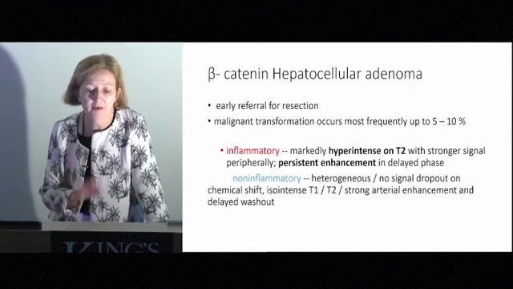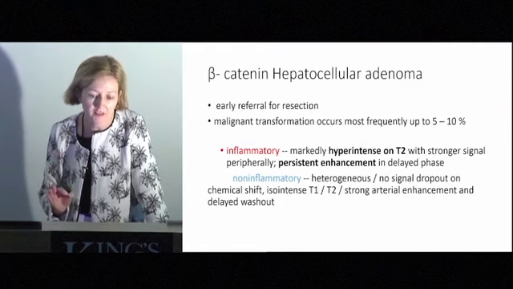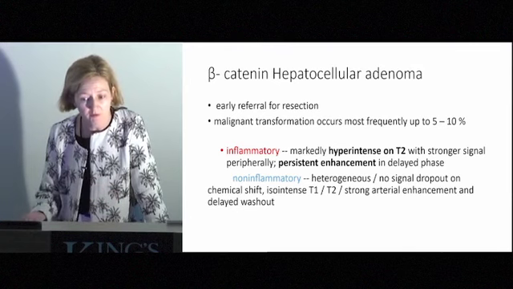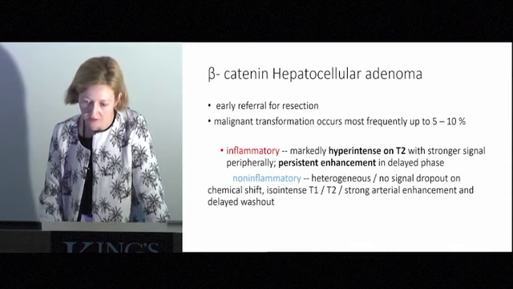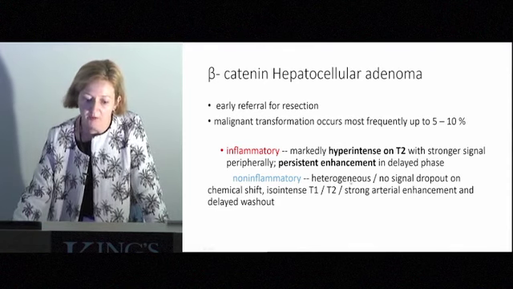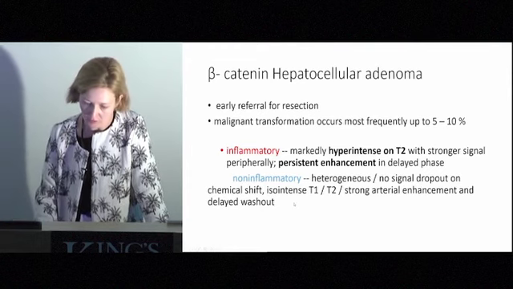Okay, if we suspect a beta-catenin hepatocellular adenoma, then obviously we will refer for a section. We may biopsy. We need to watch these closer than the other lesions because they have a chance of becoming malignant, and they shouldn't show signal dropout on chemical shift imaging.